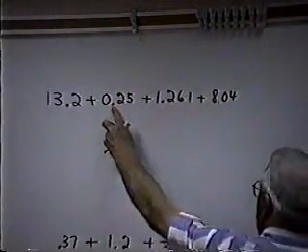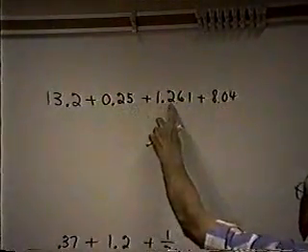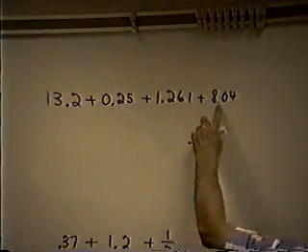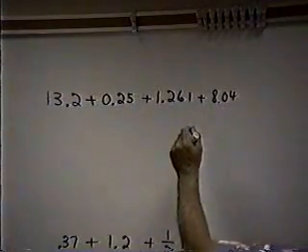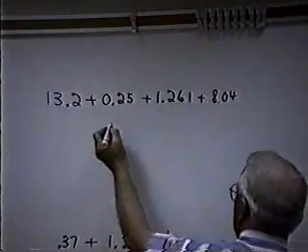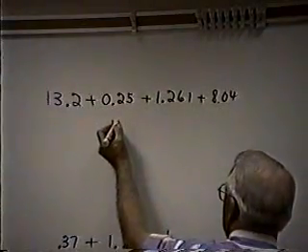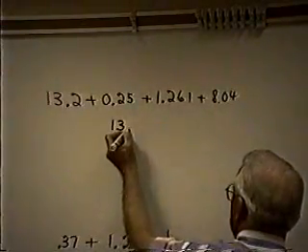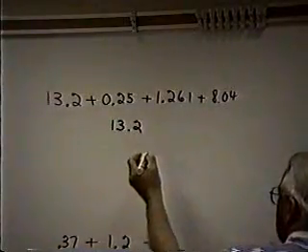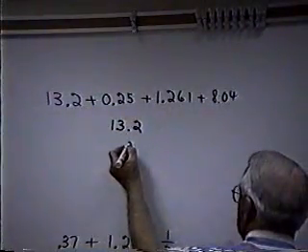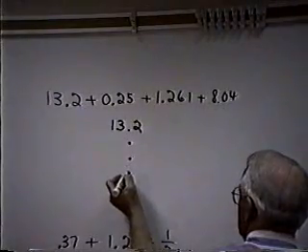13.2 added to 0.25 plus 1.261 plus 8.04. It's a very simple process. What we do is we write down the first number, 13.2, and then the rule is we line up the decimals. Just line up the decimals.